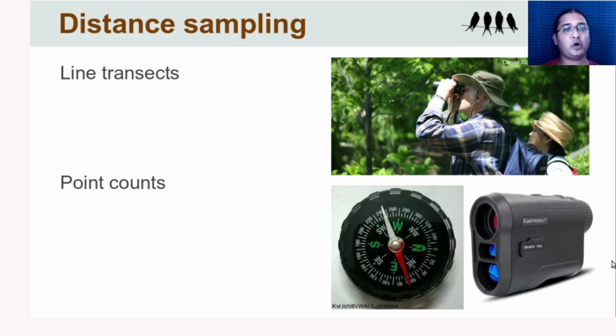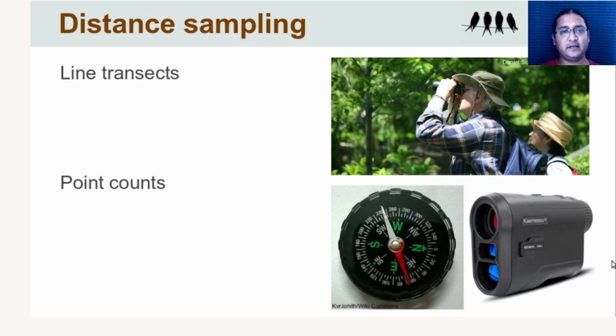So it's basically walking through the habitat, or standing stationary at a particular point in the habitat, and counting the birds that you see around you. The equipment that you need for distance sampling is a compass, to measure the bearing or the angles at which individuals are sighted, and a rangefinder that allows you to measure the distance to the bird from where you are standing.